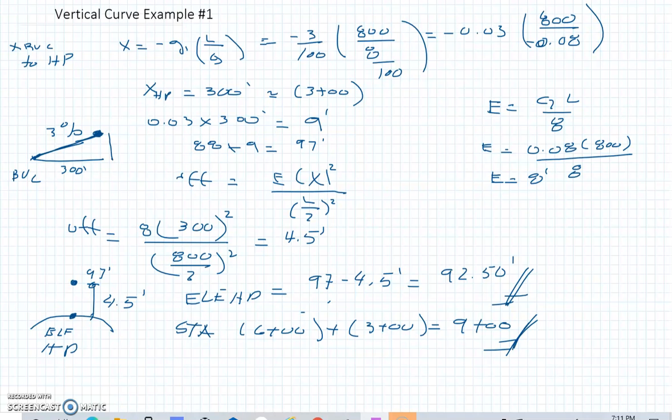And that's it. In the next video, I'm going to use the same example to find the elevation of my curve on all the even stations. This is a very short video, but that's it. I hope you understood. In the next video, again, I will show how to find the elevation of the curve.